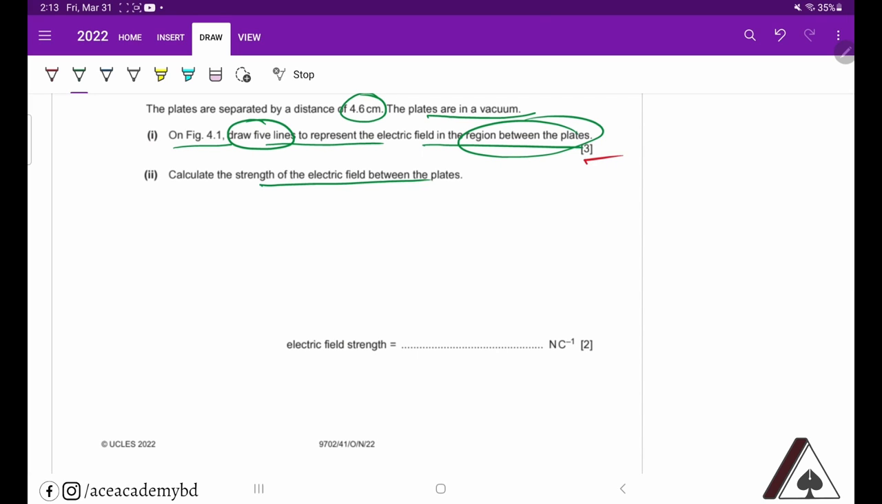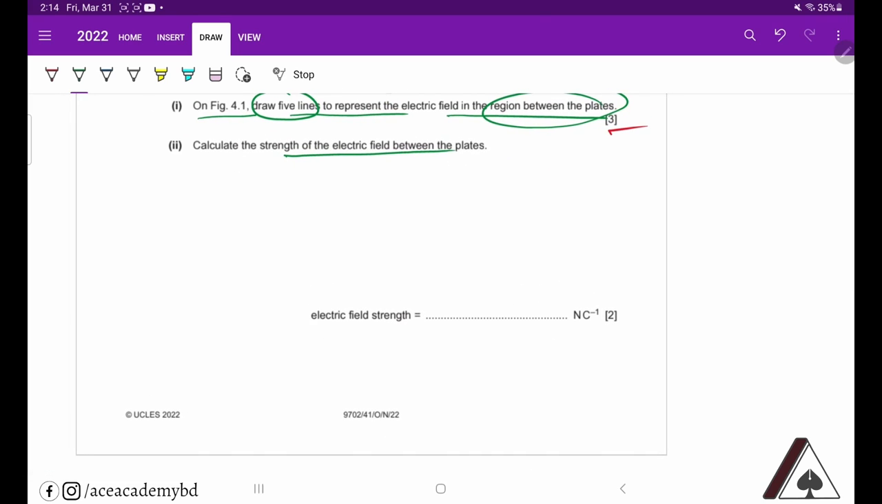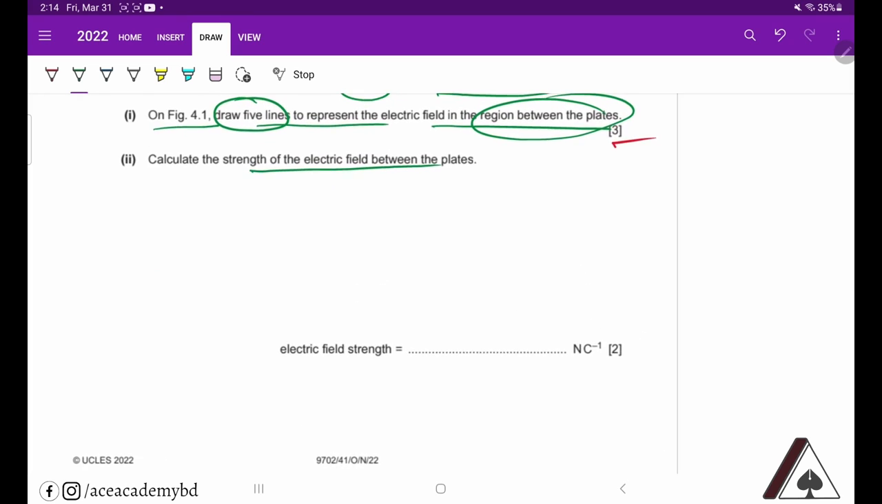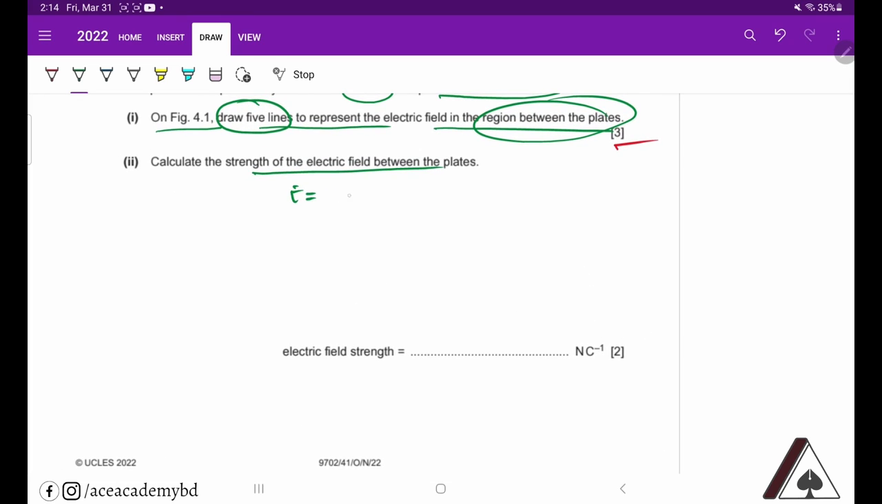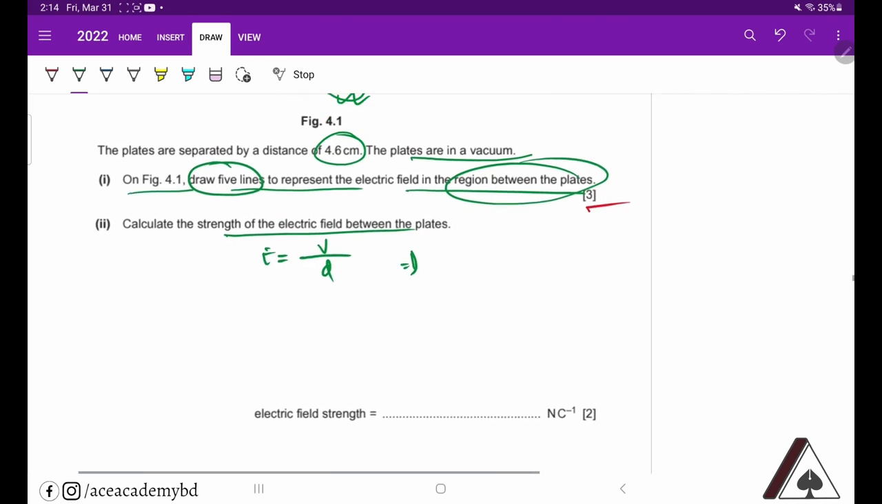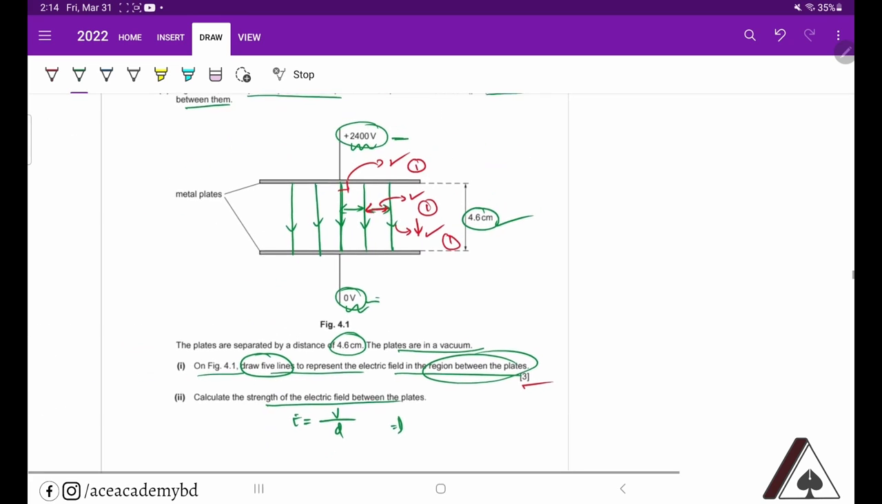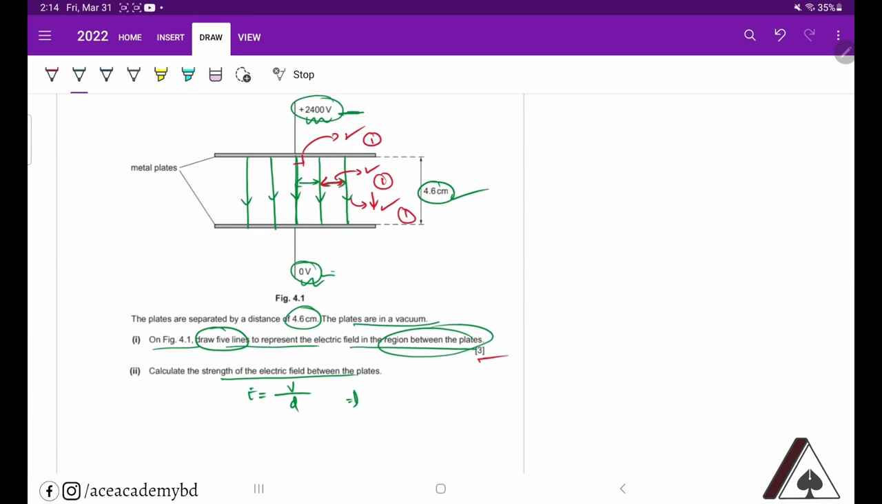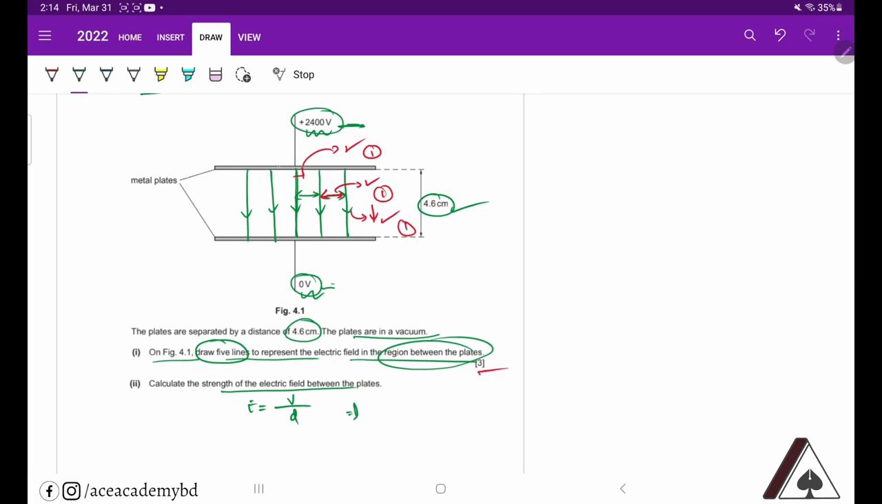Calculate the strength of electric field between the plates. Since these are parallel plates, we make use of the formula: electric field strength equals the potential difference or voltage divided by the distance between them. The distance is given as 4.6 centimeters, and the potential difference is 2400 volts, the difference in potential between these two plates.